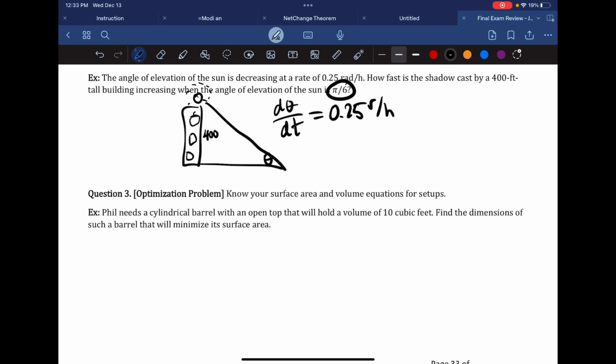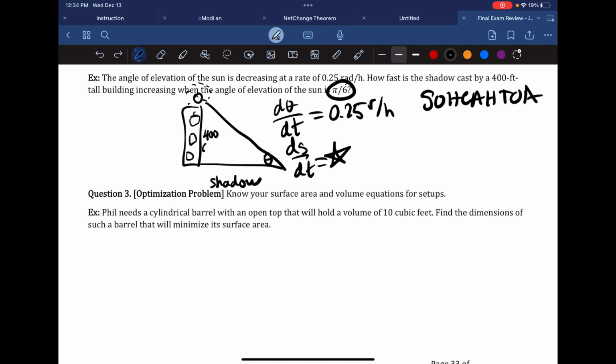So what we do now is we're looking for a trig function from SOHCAHTOA that's going to give us useful stuff. And this, which I will call s for shadow, because this is the shadow being cast by the building, we're actually looking for ds dt. We're looking for the rate at which the shadow cast by the building is increasing. So our trig function should incorporate this side because we already have information about that side.